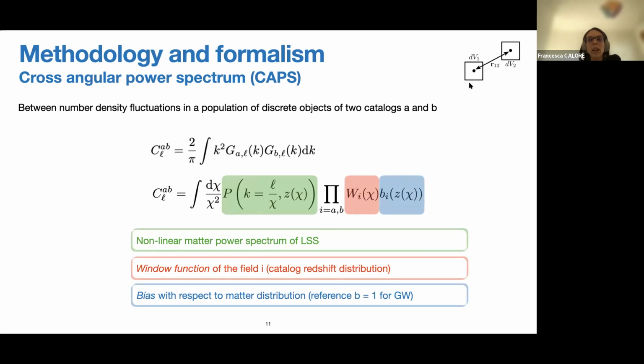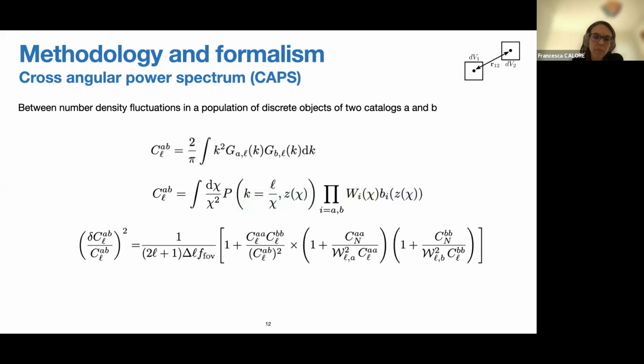So if we are interested in correlating, let's say, galaxy catalogs with gravitational wave events, then for galaxy catalogs, the window functions are known, and the bias can also be determined at, let's say, 10% precision from the catalog itself, while for gravitational wave events, again, the window function will be known, and we will run mock data. I will show you how. However, the bias is actually the unknown of our study, and we do fix it to a reference which is a bias equal to 1, but anything I will say in the following does not really depend on the reference model taken for the bias.